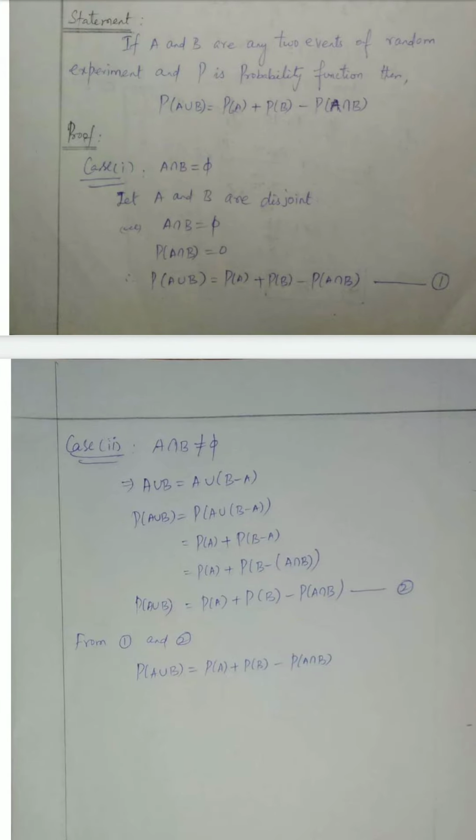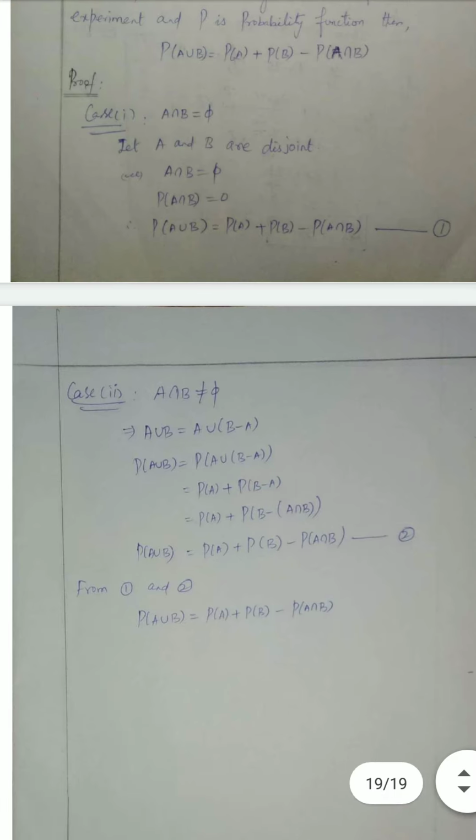Suppose the second case is A intersection B is non-empty, which implies A union B can be written as A union (B minus A). Taking probability on both sides, P of A union B equal to P of A plus P of (B minus A). Here B minus A can be written as B minus A intersection B. Therefore, we get the final answer.